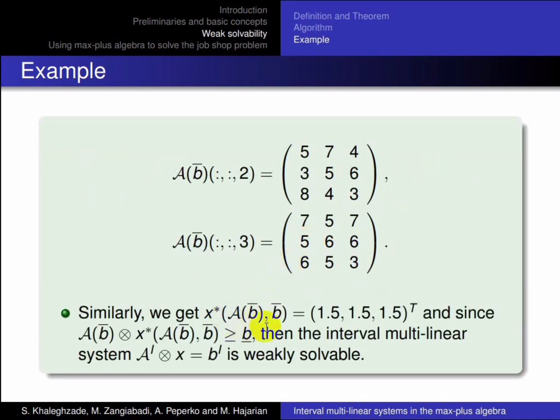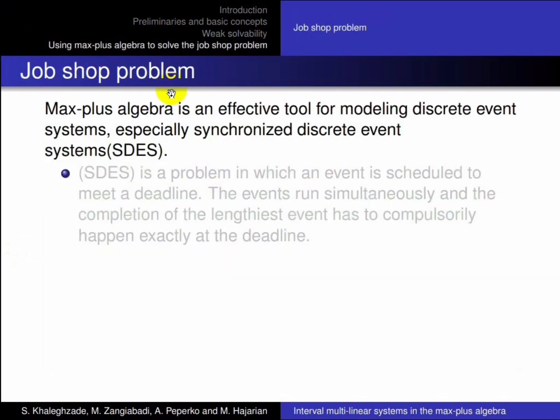Similarly, we get x star A of B bar, B bar equals these amounts, and since this inequality holds, the interval multilinear system is weakly solvable. As an application of interval multilinear systems, we briefly sketch how our results can be used in Max-Plus algebraic system theory. Max-Plus algebra is an effective tool for modeling discrete event systems, especially synchronized discrete event systems, or SDES.